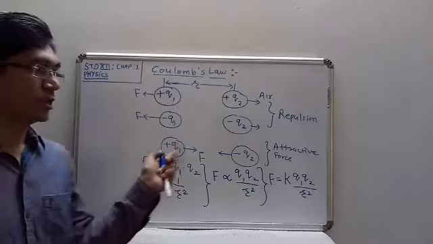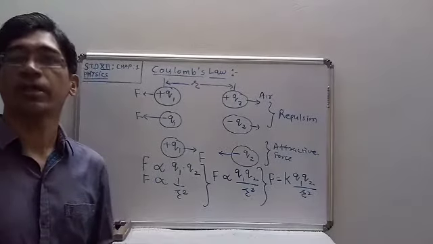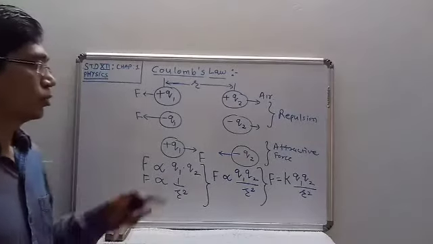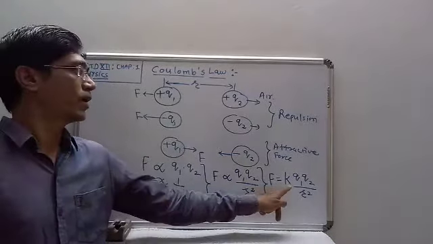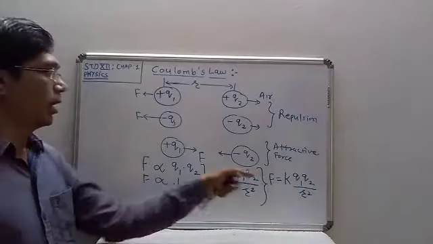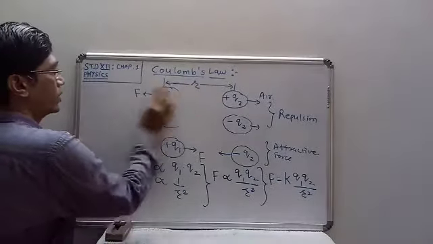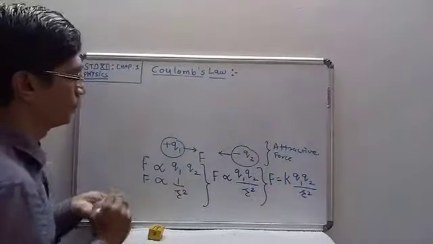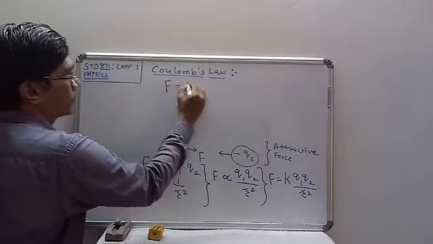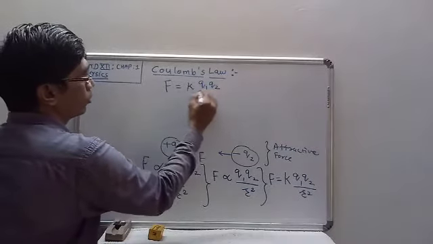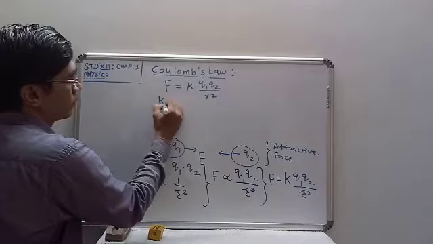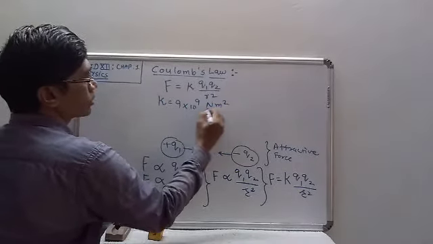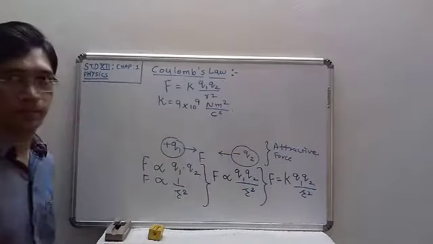Here this force is directly proportional to the product of the charges and inversely proportional to the square of the distance between them. The proportionality constant we are taking is a small k, and the value of small k is given by 9 into 10 raised to 9. F is equal to k q1 q2 upon r square. The k is given by 9 into 10 raised to 9 Newton meter square upon Coulomb square.